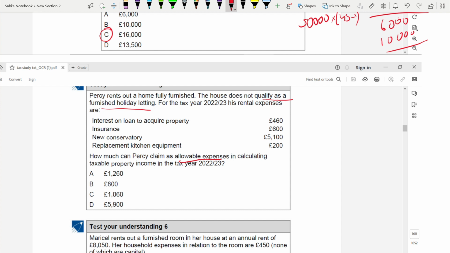First one, interest on loan to acquire property. Can you take that? We'll keep it. Insurance, new conservatory, replacement kitchen equipment. This is for a home fully furnished. Think.